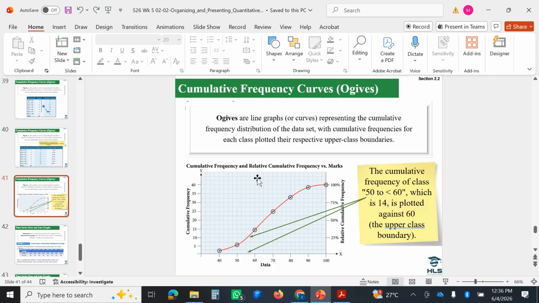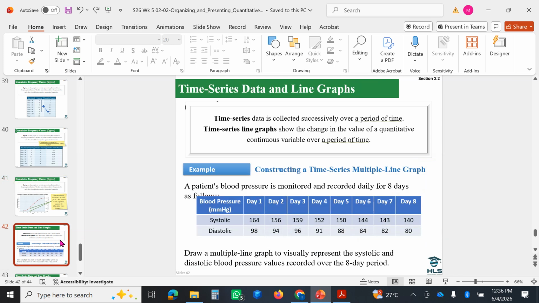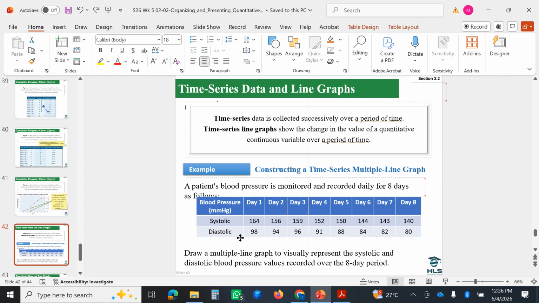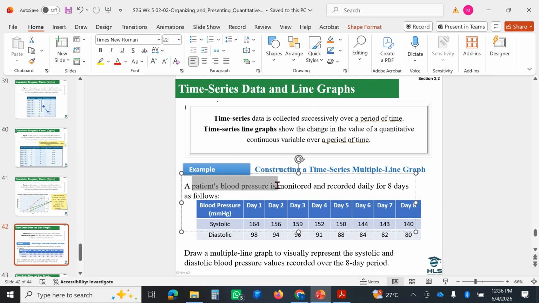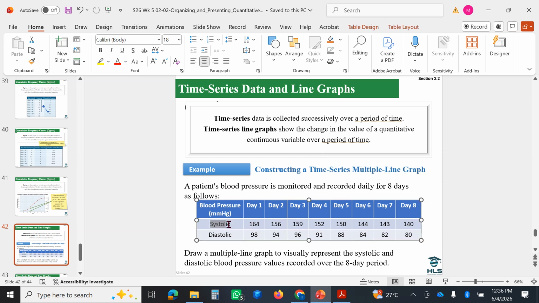Okay. Yeah, you'll have to know that one there for your quiz as well. Even a little bit of this, a time series data is collected successively over a period of time. Please take note of this example specifically there, because you'll see something similar there in your quiz. A patient's blood pressure is monitored and recorded daily for 8 days as follows. There's your systolic pressure, there's your diastolic pressure there over the 8-day period, right?